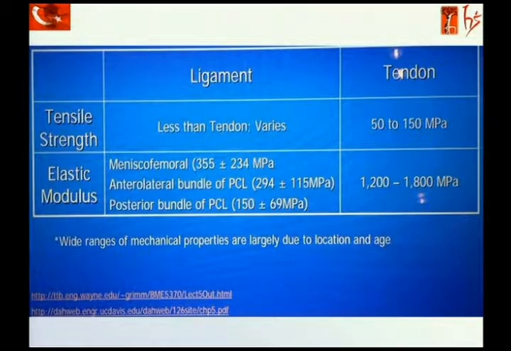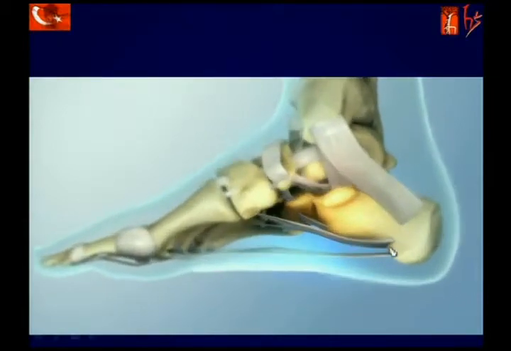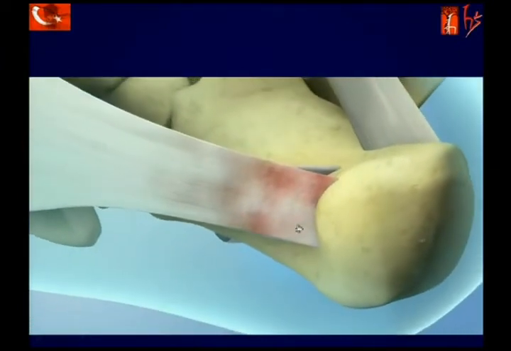I'm not a man of biomechanics, but the posterior bundle of the PCL, for example, is about 100 megapascal. The anterolateral bundle of the PCL is about 300 megapascal. In the tendon it is less, but in the ligament it is more. You can see the ligament, and this is the enthesis, just at the attachment of the ligament and the bone.